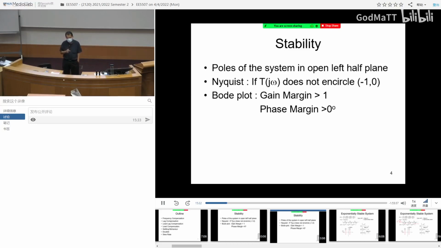Can we somehow manipulate the system such that, let's say originally the phase margin is 45, can we make it become 60? Or if the system originally has a negative phase margin, which is unstable, can we make it become positive? So it actually gives you a way to think about how we can make the system stable or not stable. Okay? So all these three methods we are going to talk about.